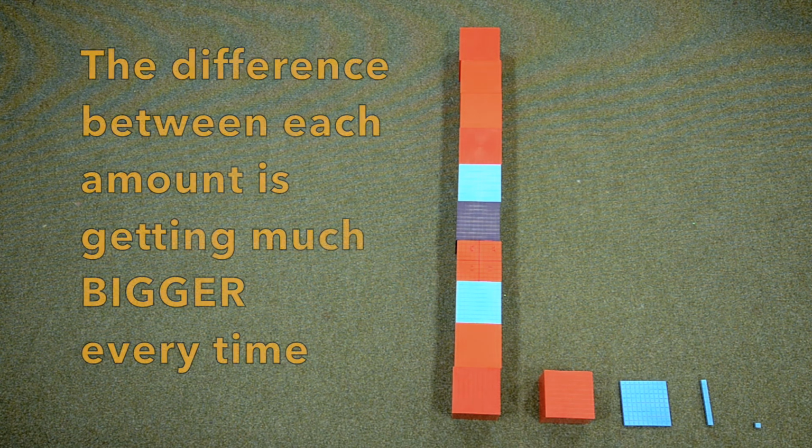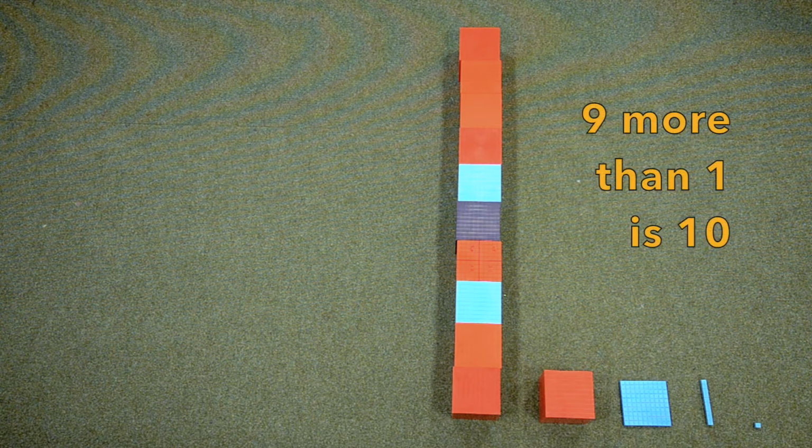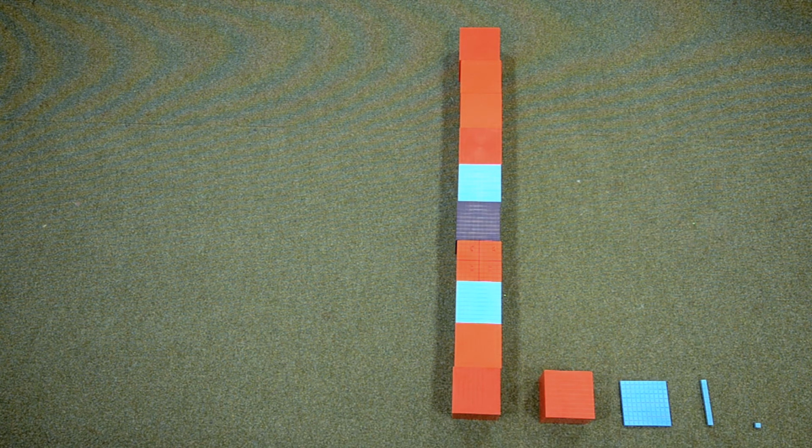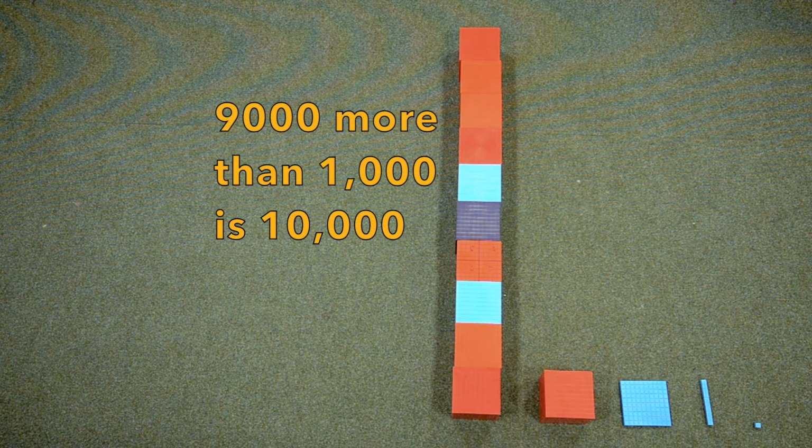Someone said the difference between each amount is getting much bigger every time, and it's getting bigger and bigger as we add a new column. And that's true. 9 more than 1 is 10. 90 more than 10 is 100. 900 more than 100 is 1,000. 9,000 more than 1,000 is 10,000.